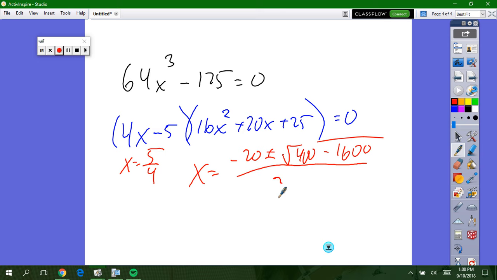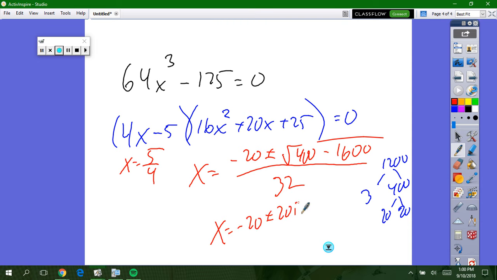All over 2a, which is 32. Okay, so this is negative 1200, right? Does everybody see that? Okay, we're going to break down 1200. Divide it by 3. Remember, always divide by 3 first. Look, is that a perfect square? 20 and 20. It's my little trick. It is witchcraft. X equals negative 20 plus or minus 20i root 3 all over 32.